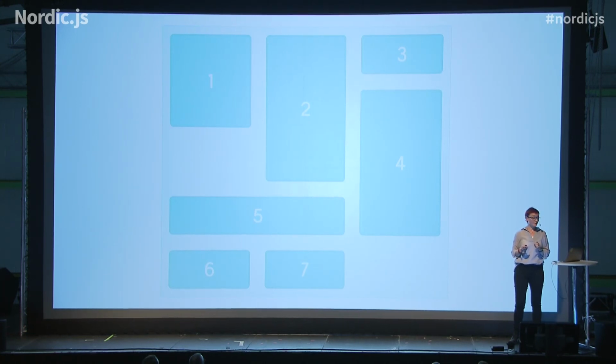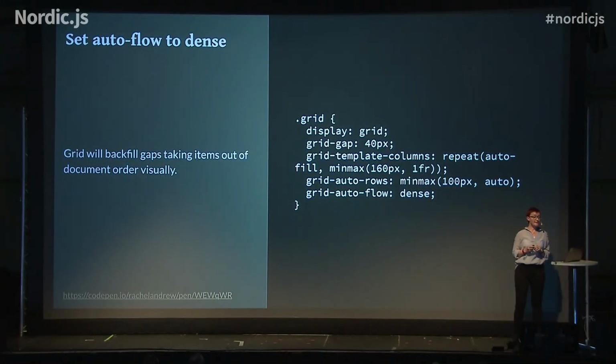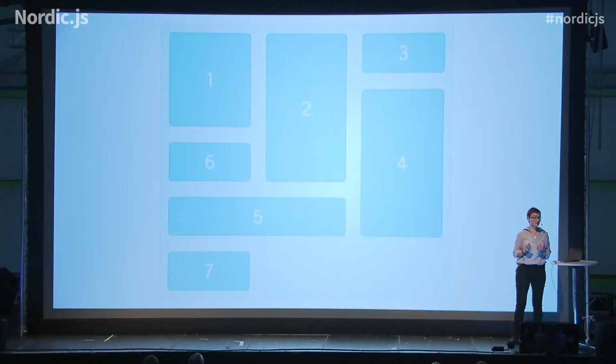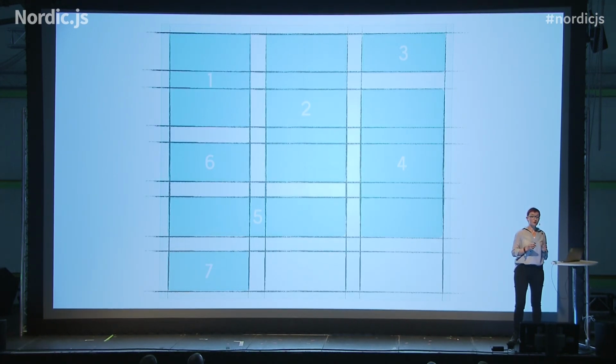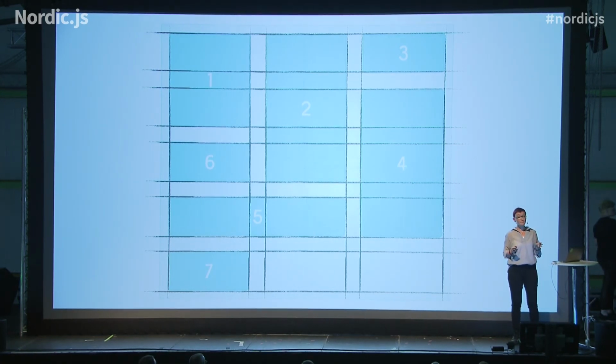We can go a step further and set the value of grid-auto-flow to dense. And then grid will actually take things out of DOM order and backfill the gaps, which is pretty neat, but it's still not masonry. This is still a strict grid with rows and columns. We've also got this issue of having taken stuff out of document order, which may be a problem if people are sort of tabbing around things that can be selected.